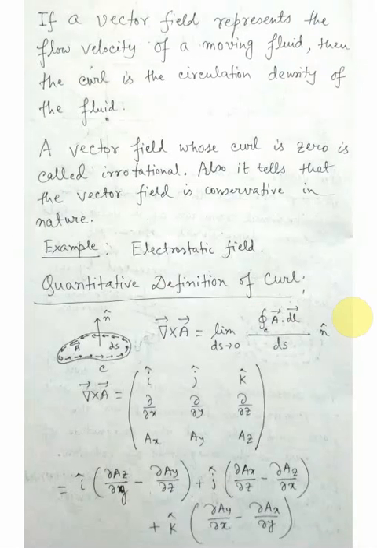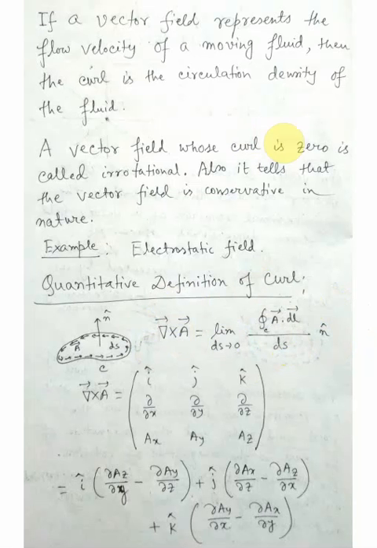Now, how will you quantify this? That is very important. If a vector field represents the flow of velocity of a moving fluid, then the curl is the circulation density of the fluid. How it is the circulation density of the fluid, we can define here like this. But before coming to that, let me discuss a physical example of the curl of a vector field.